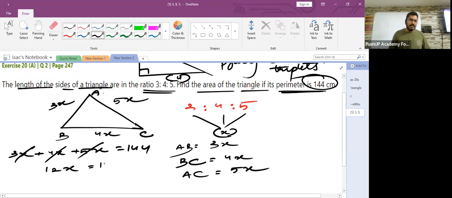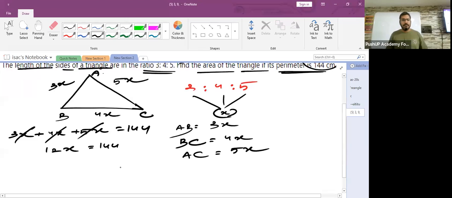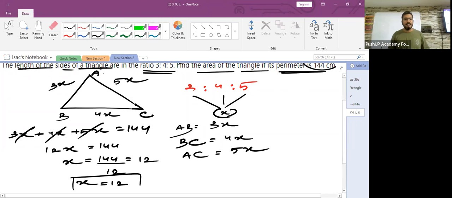12x, and that is equal to how much? 144. In that case, can't I get the value of x, children? I can get the value of x. 144 divided by 12, how much is it? It is 12. Okay. I'm getting x is equal to 12 itself.